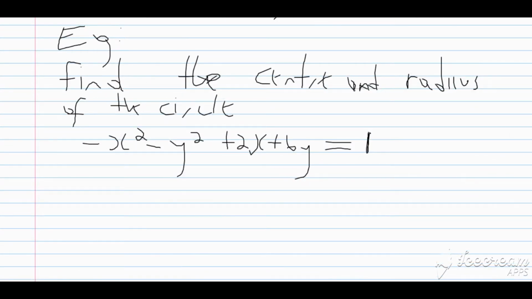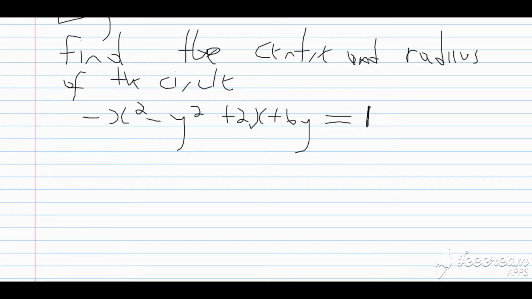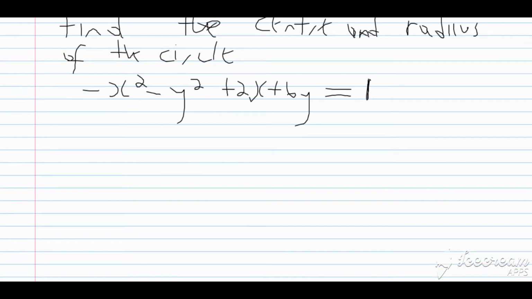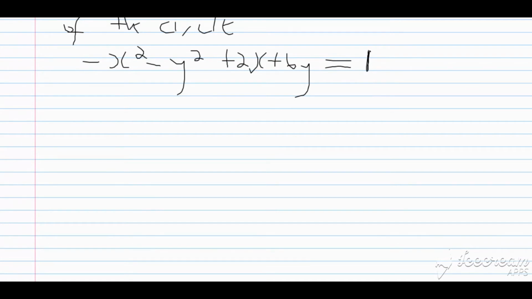Here's a second example. Find the center and radius of the circle, negative x squared minus y squared, and so on. Of course, the first thing I want to do is to ensure that this equation is in the standard form, and when it is, the coefficient of x squared and y squared must be 1. Notice that we have a negative in front of the x squared. Whenever we have a coefficient other than 1, we're going to have to get rid of that coefficient. So I can divide the entire equation by negative 1. This becomes x squared plus y squared minus 2x minus 6y equals negative 1.